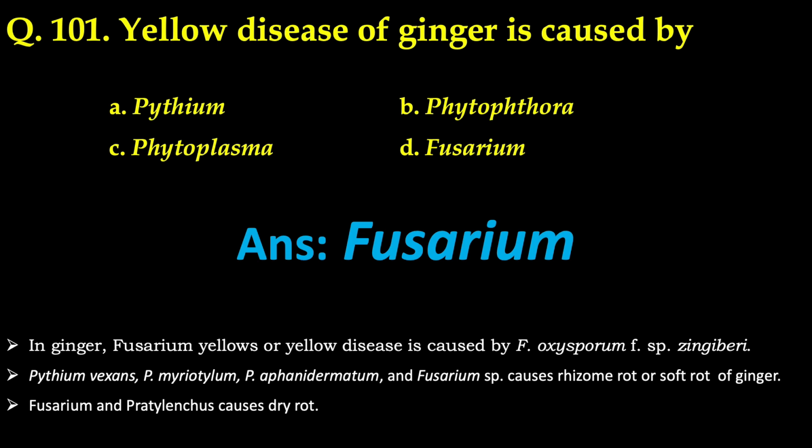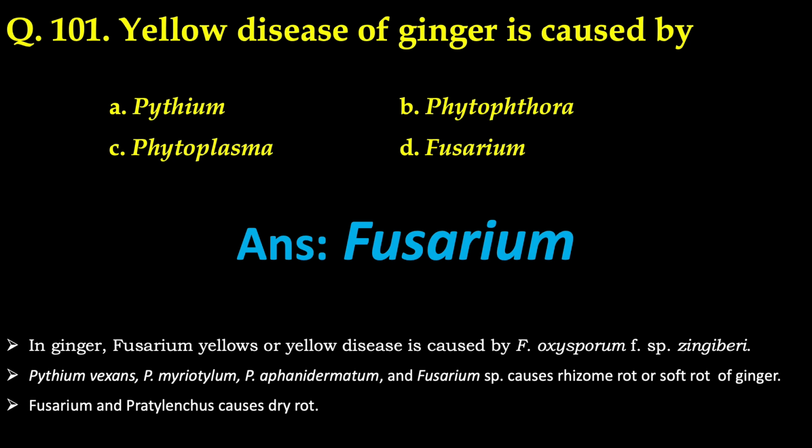Please try to remember that Fusarium and Pratylenchus, both of them, cause a complex disease that leads to dry rot of ginger. In bacterial wilt of ginger, which is also a common disease of this spice crop, you can also see the leaves turn yellow. It is caused by Ralstonia solanacearum. So if Ralstonia is in the answer options, you have to choose Ralstonia as the correct answer.